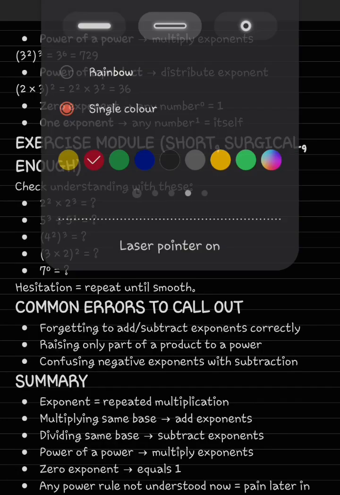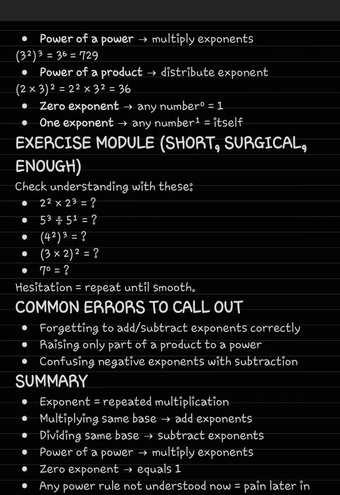Power of a power. When a power is itself raised to another power, you multiply the exponents together. Example: 3 squared, all raised to the power of 3. You multiply 2 by 3 to get 3 to the power of 6, which equals 729.